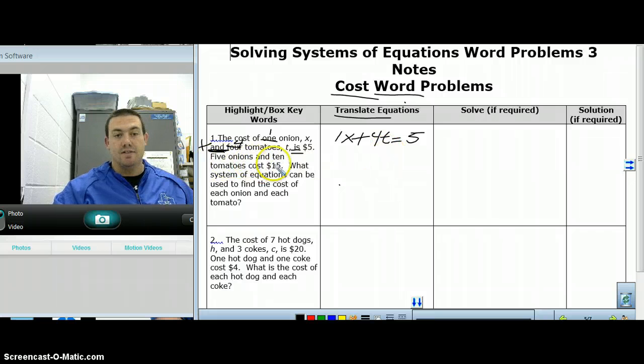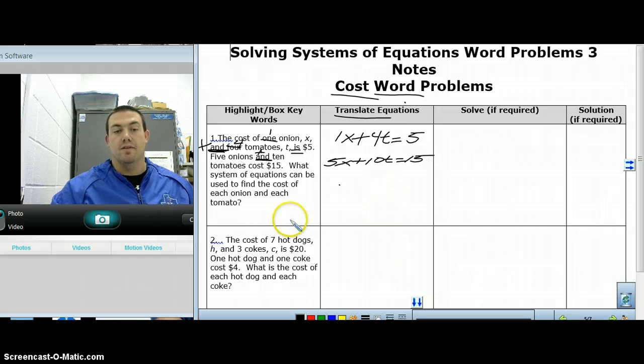The very next sentence gives us our second equation. This one says 5 onions and, again, that means plus, 10 tomatoes cost $15. All right, well, 5 onions, we're using X for onions because that's what it's there, plus 10 tomatoes, so 10T, equals $15 this time. All right.